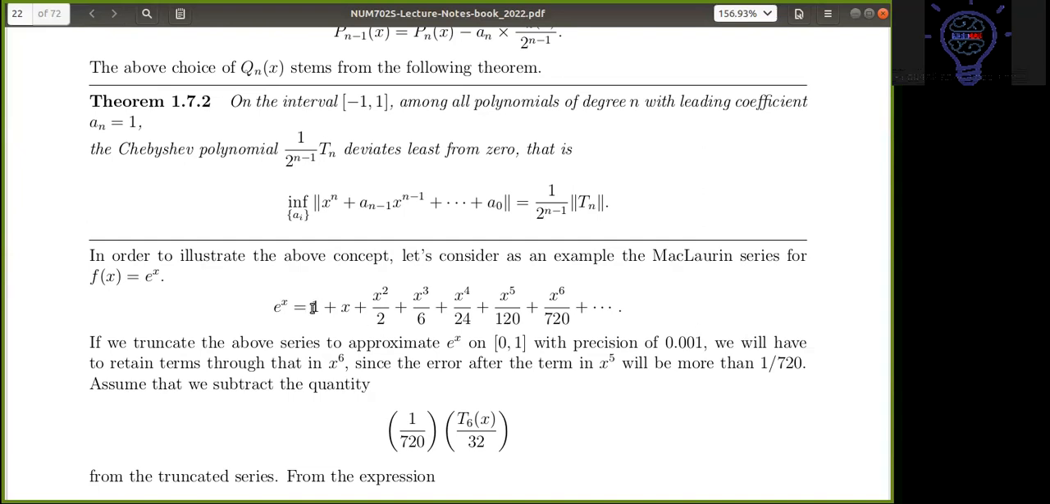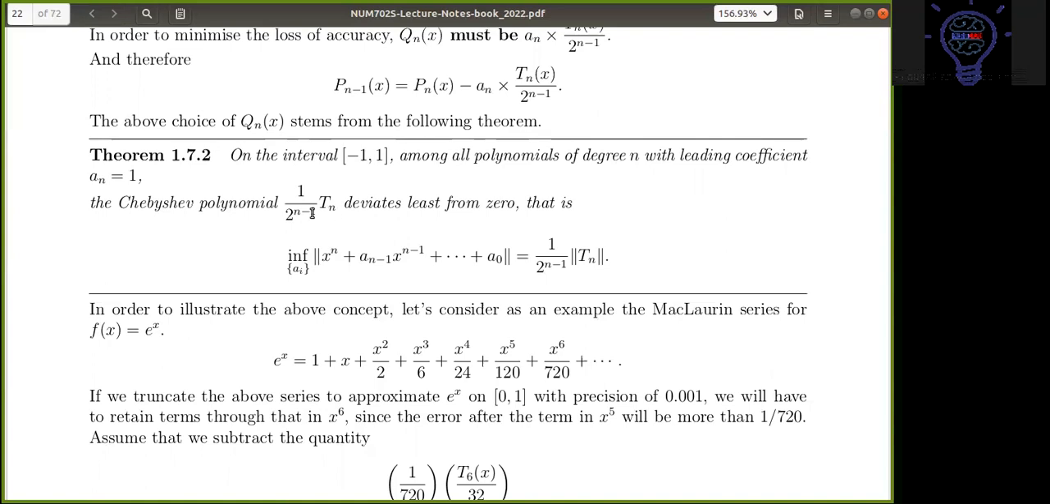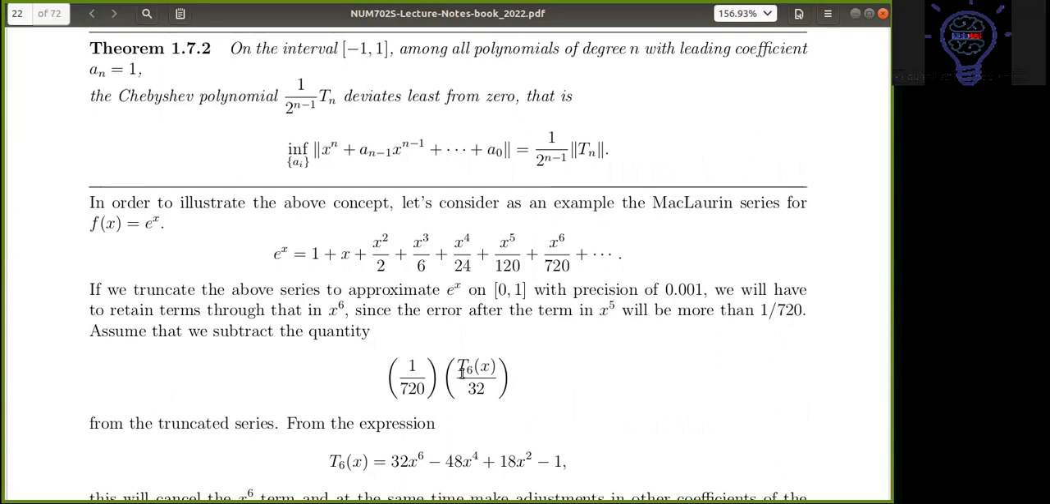So what should we do? Since we approximate e to the x with a 6-degree polynomial, if we want to minimize by canceling the 6-degree monomial, we need to use T6, right? So our n will be 6, and then we will divide by 2 to the 6 minus 1, that is 2 to the 5, which is 32. So this is the term. This is our T6 by 2 to the n minus 1, that is 32.